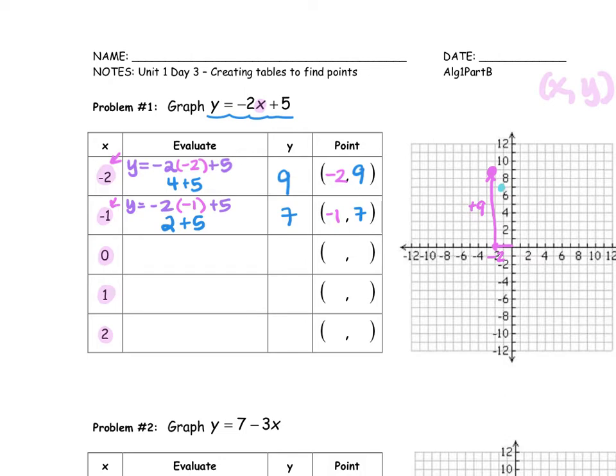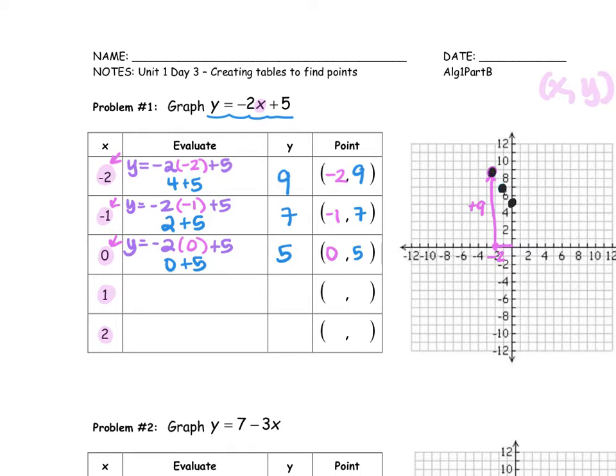I'm going to just repeat this process with the other x values. y equals negative 2 times this x value of 0, plus 5. I know negative 2 times 0 is 0, plus 5. 0 plus 5 is 5. So when the x value is 0, the y value is 5. And then I will plot that point on the graph. 0, 5 will be right here. Okay, so these are the 3 points that I have so far.